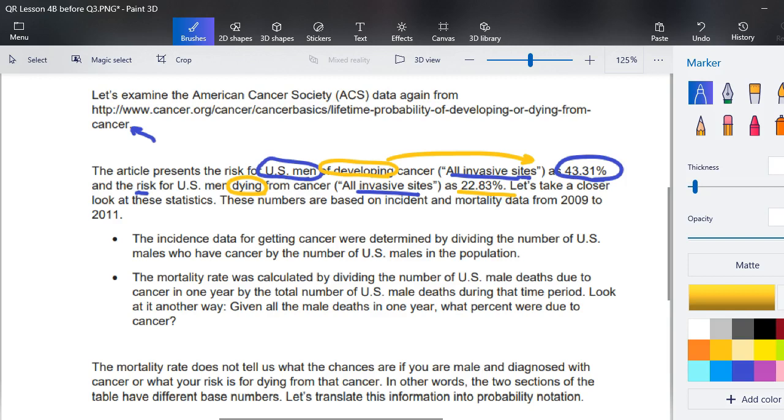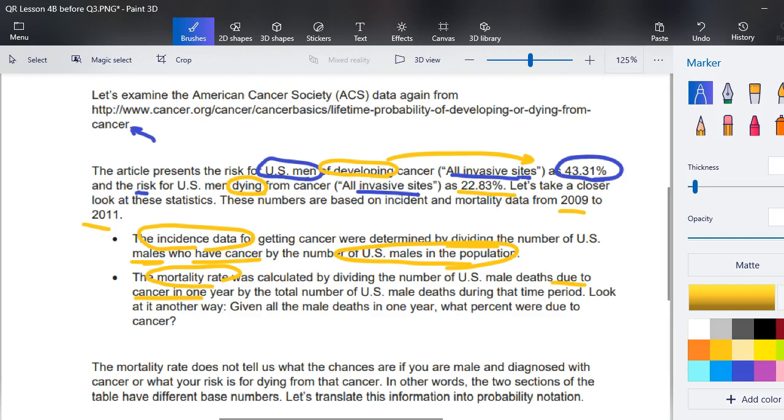Let's take a closer look at these statistics. These numbers are based on incident and mortality rates, and then they give us the years. The incidence data for getting cancer were determined by dividing the number of United States males who have cancer by the total males in the population. The incidence getting cancer. Mortality or dying from cancer was calculated by dividing the number of male deaths due to cancer in 1 year by the total number of male deaths during that time period.